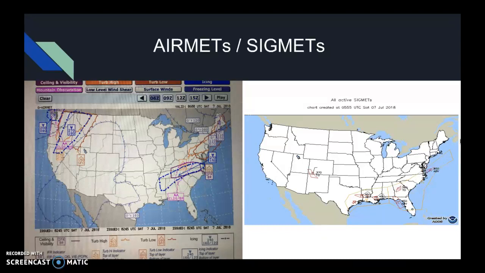On the right chart, those are sigmets, depicted by the red-lined areas. Every one of those are indicating thunderstorms, and that's one of the main things you want to avoid as a pilot.